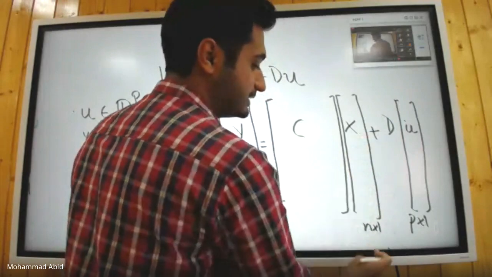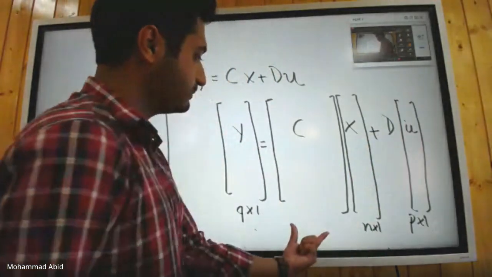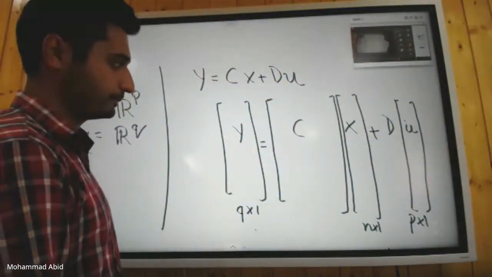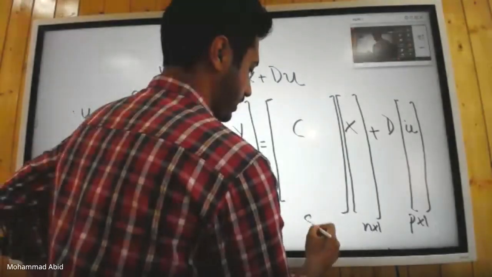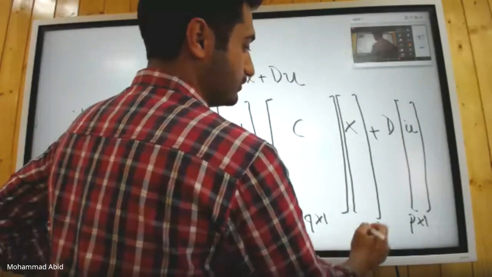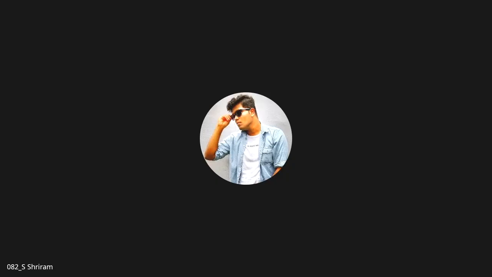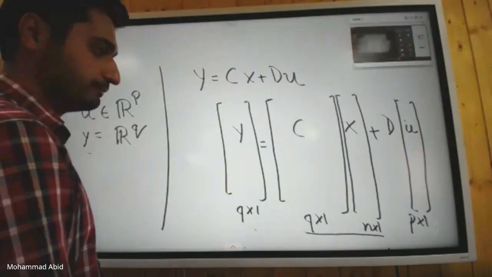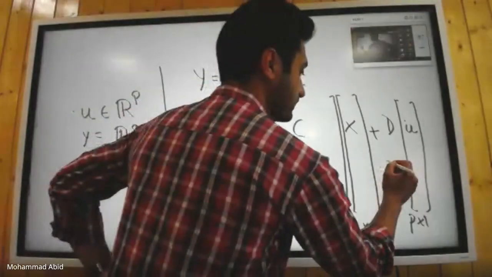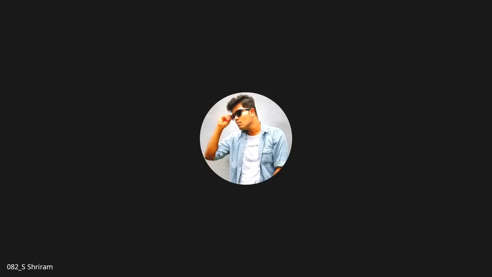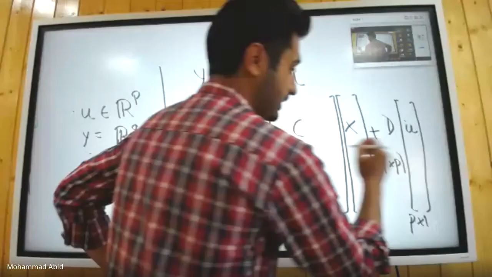We have n states, isn't it? What is the dimension of c? Q cross n, okay. What is the dimension of d then? Q cross p. Yeah, it will be q cross p. Just check the dimensions if they match.